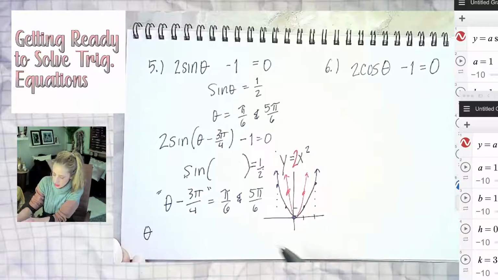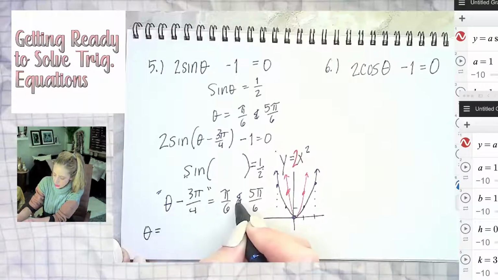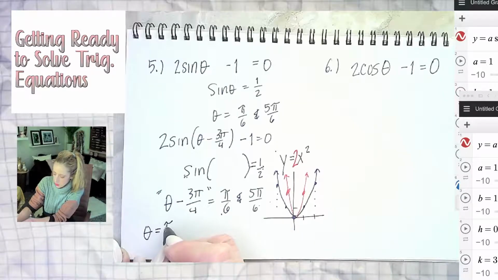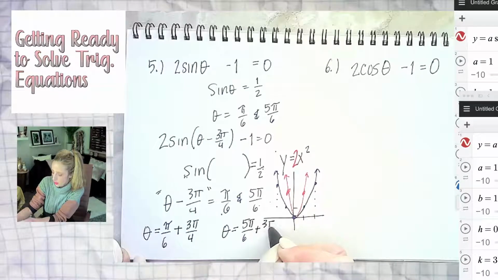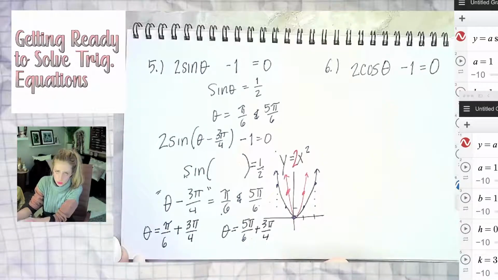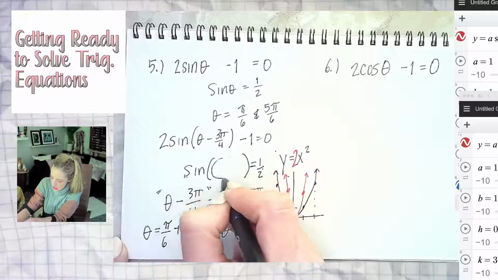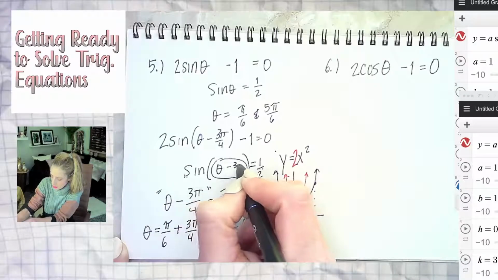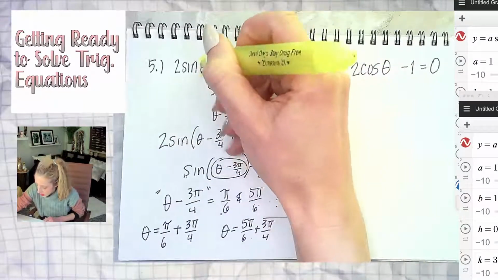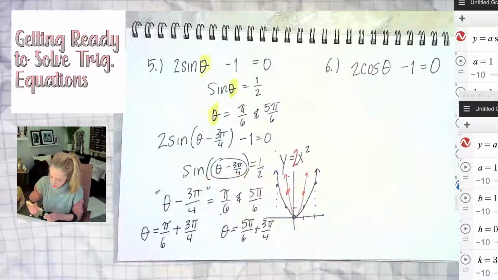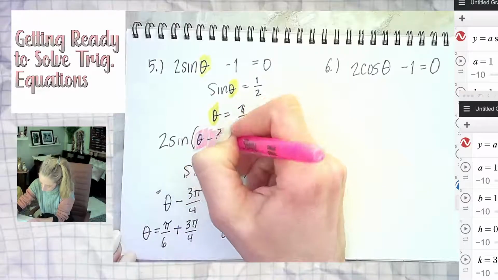To finish, you would add 3 pi over 4 to those answers. What's pi over 6 plus 3 pi over 4? And then what's 5 pi over 6 plus 3 pi over 4? That's the extra step now. So you take whatever's in here, theta minus 3 pi over 4. So instead of theta equals, it's theta minus 3 pi over 4 this time. So here was theta. Okay. And in the next one, it's this inside instead.